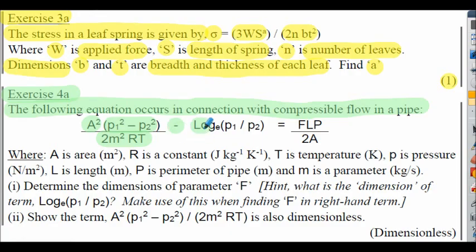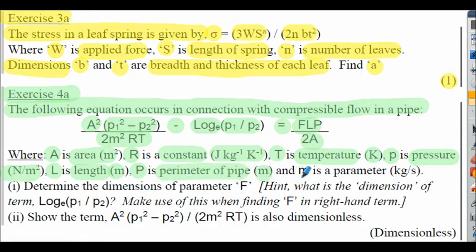Subtract from that the natural log of p1 divided by p2, and that's equal to f times L times P divided by 2 times A. We're given in the question that A is area in meters squared, R is a constant with unit given as joule per kilogram per Kelvin, uppercase T is temperature, that's in Kelvin, lowercase p is pressure, that'll be in newtons per meter squared, uppercase L is length in meters, uppercase P is the perimeter of the pipe in meters, and lowercase m here is a parameter given in terms of kilograms per second.